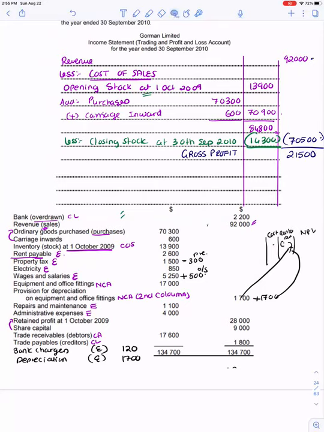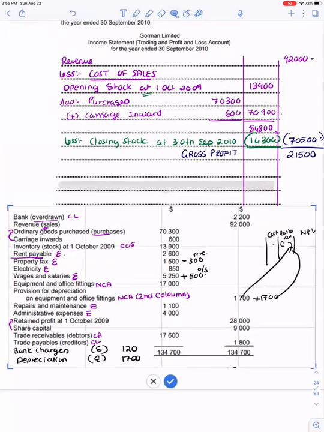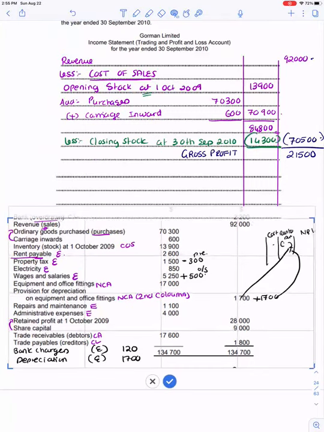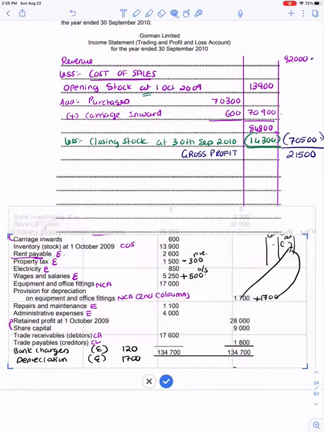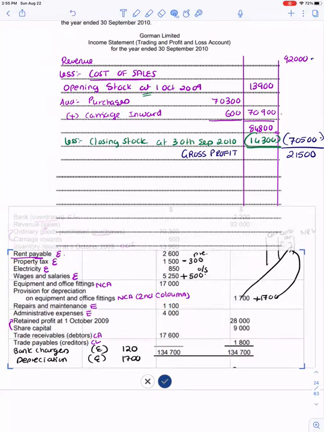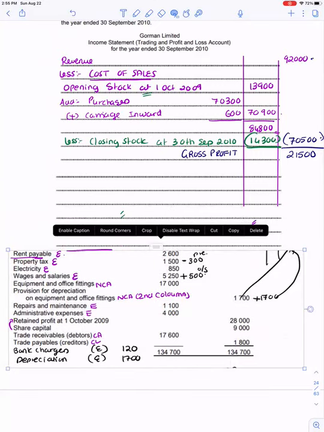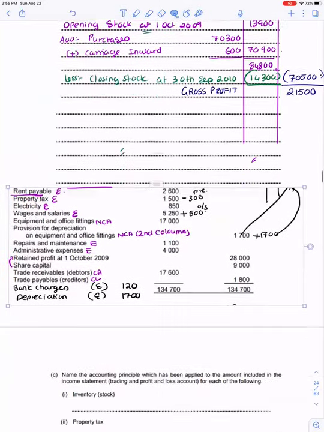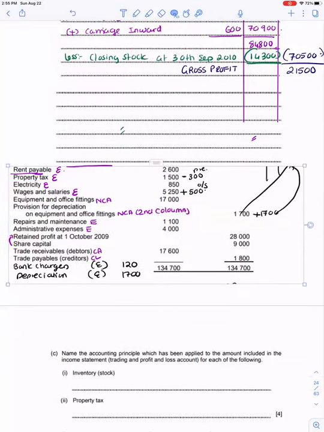Look at the sum again and see what information is done. Bank overdrawn, I don't need. Revenue is done, purchase done, carriage inward done, inventory done. Now I am left with expenses. I have rent payable. So just add any other income if there is.